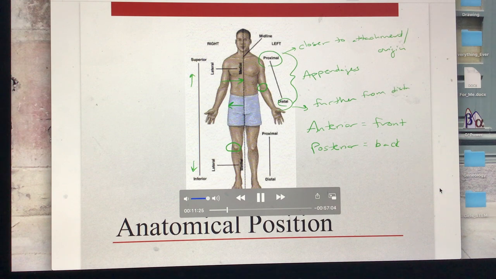Okay, this is definitely a review. Make sure you know these terms. Prone means lying on your belly. Supine means lying on your back. Superficial means towards the surface.